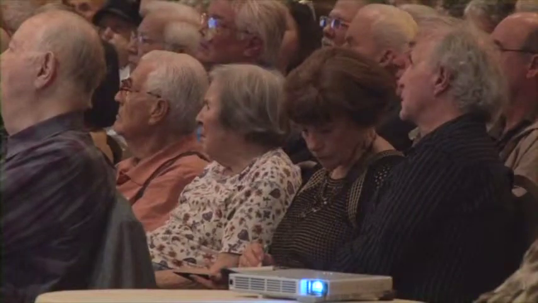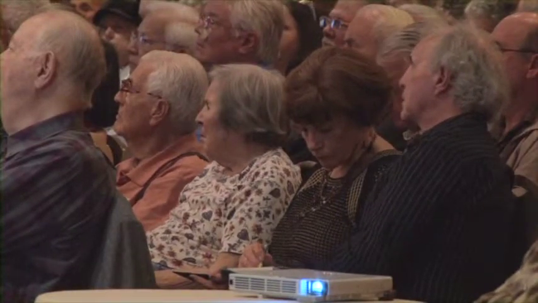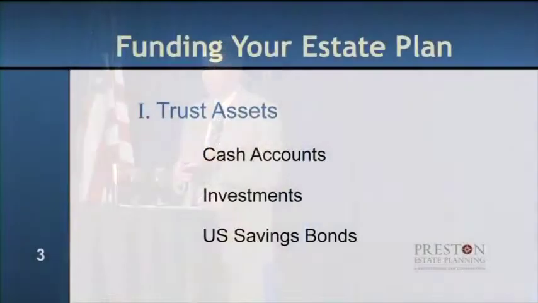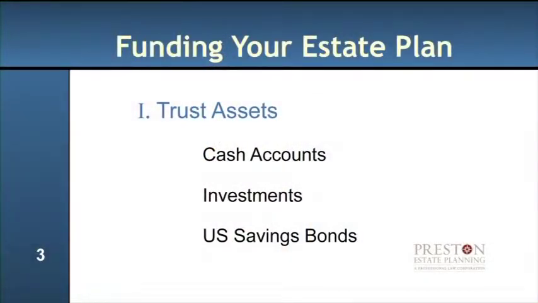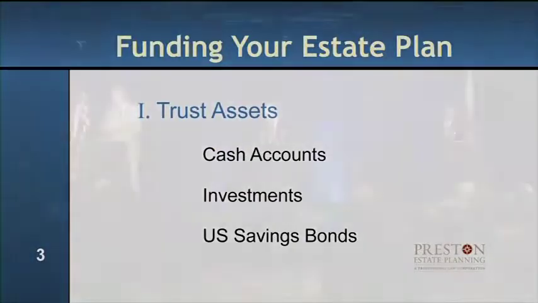All right, JM and I are going to talk a little bit about the assets that need to be put into your trust. I'm going to deal with the first three, which are cash accounts, investments, and United States savings bonds. So let's start with cash accounts. When I'm talking about cash accounts, I'm talking about accounts that are held by banks, credit unions. Sometimes there'll be accounts in a brokerage firm, and sometimes even online accounts. Online accounts have become much more popular than they used to be.